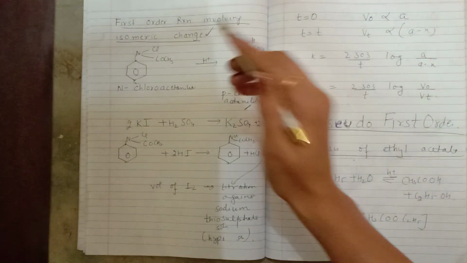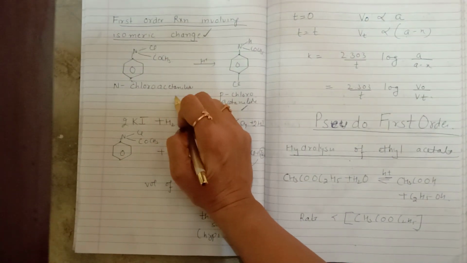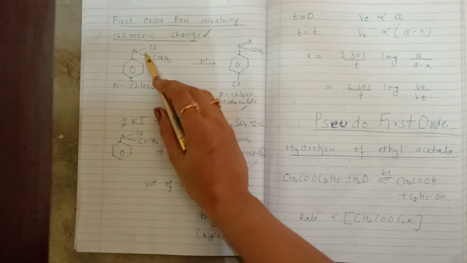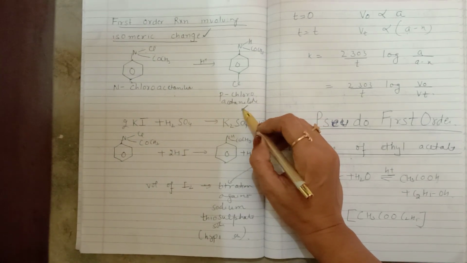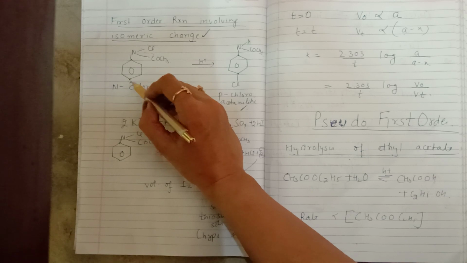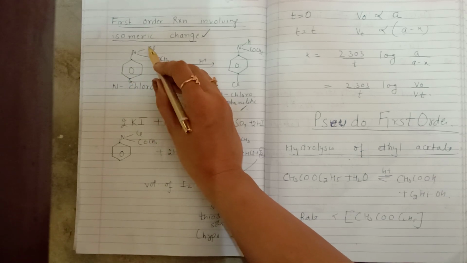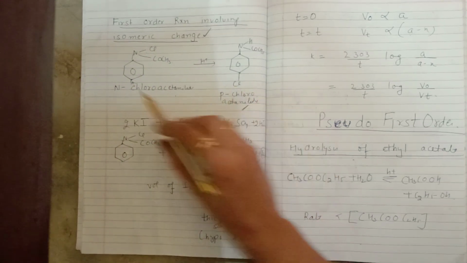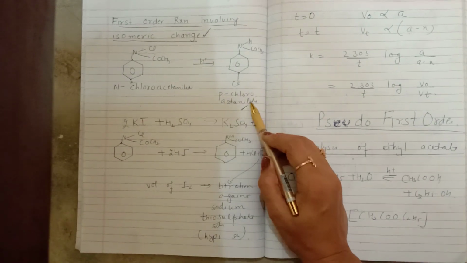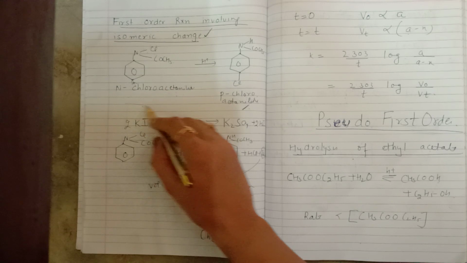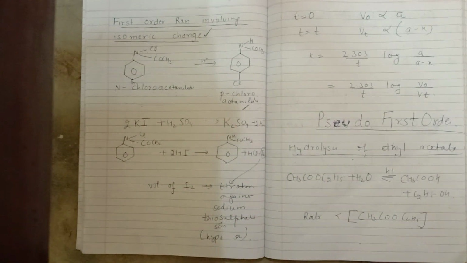Okay, let's take the example of N-chloroacetanilide. N-chloroacetanilide isomerizes to give para-chloroacetanilide. Hydrogen from the para position will shift to nitrogen and chlorine will shift to the para position. So N-chloroacetanilide in acidic media isomerizes to give para-chloroacetanilide. We are going to study this reaction using first order kinetics. This is a first order reaction.